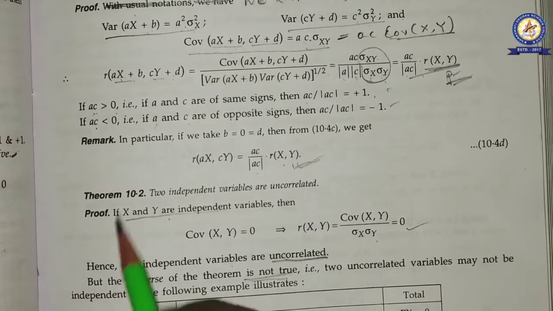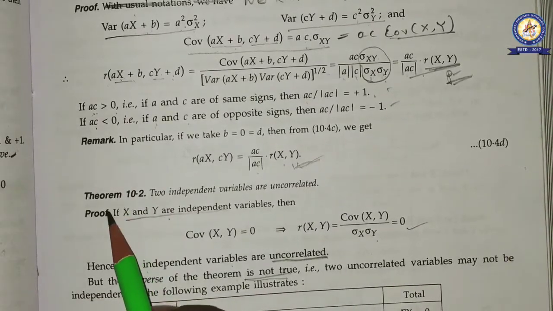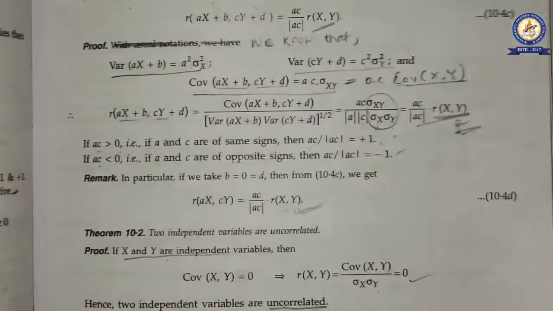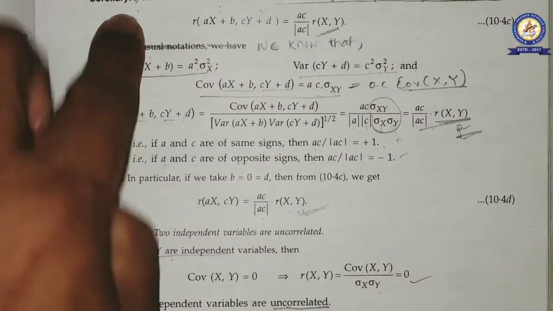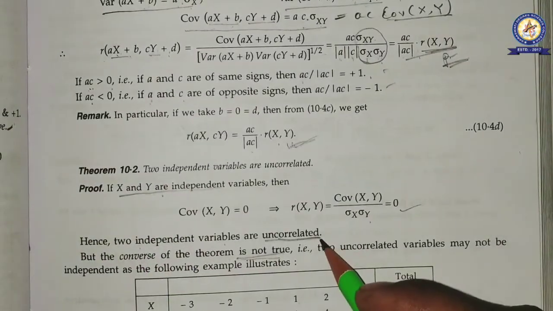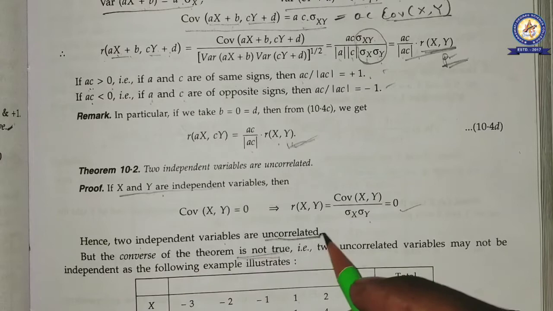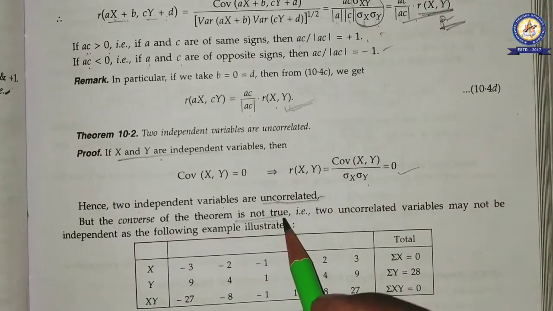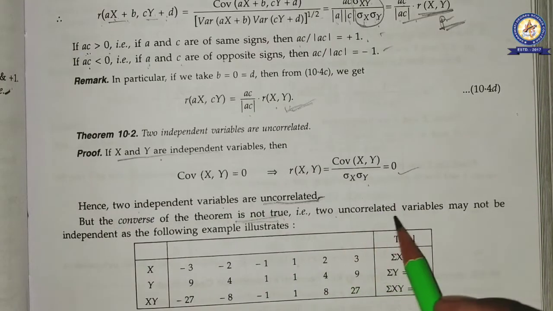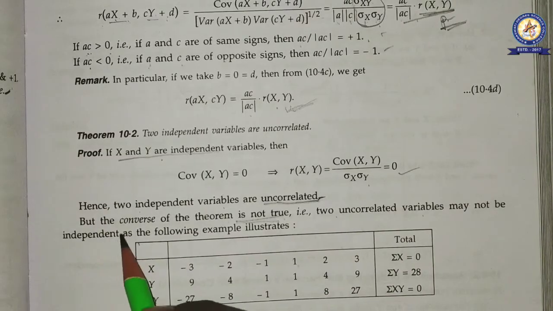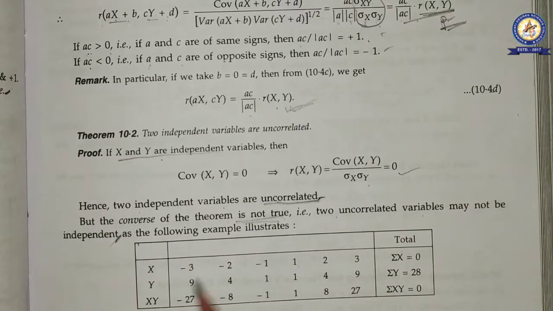Okay. So, for this theorem, what you have to write? See, this one is your first theorem. You just write down this is the corollary, or theorem 2 you can write. This is theorem 3. Up to this much you have to write: two independent variables are uncorrelated. Then you have to write that the converse of the theorem is not true, that is, two uncorrelated variables may not be independent. So we are going to understand that with the help of this example.